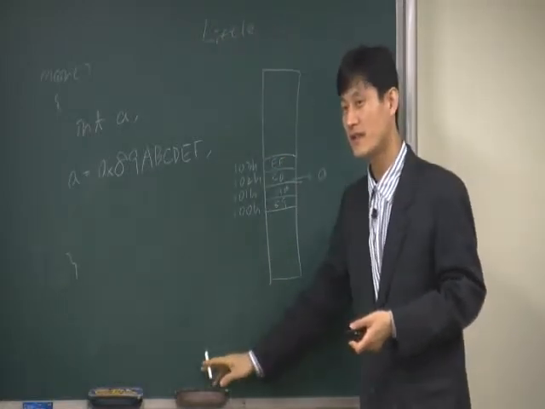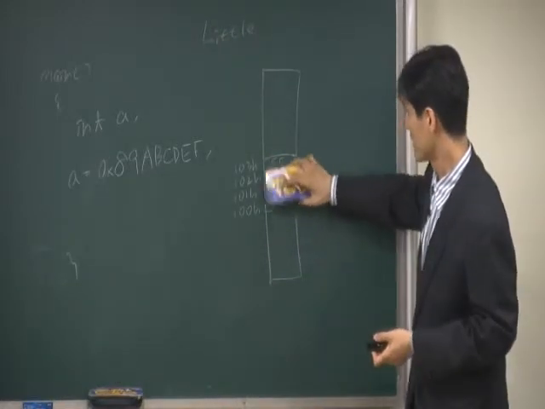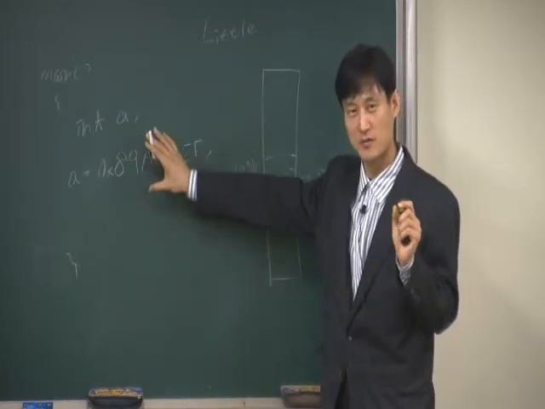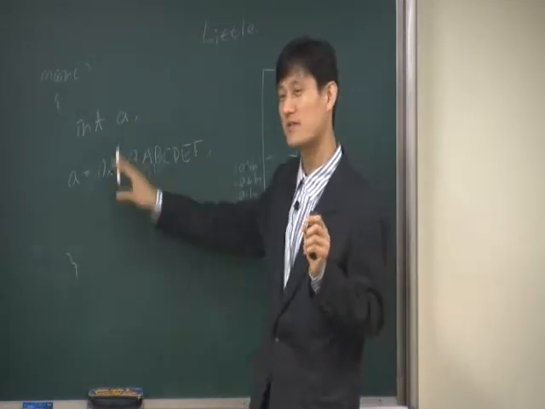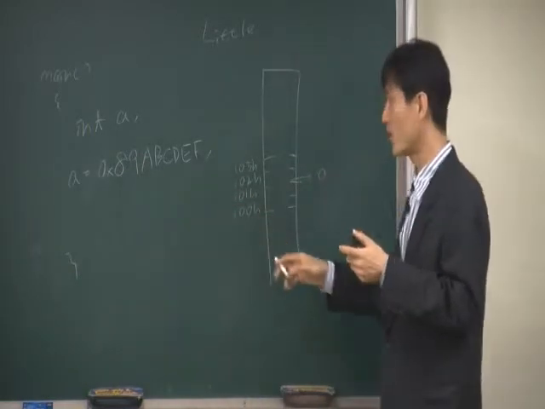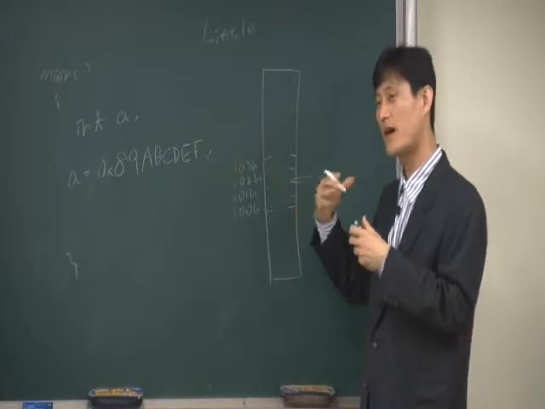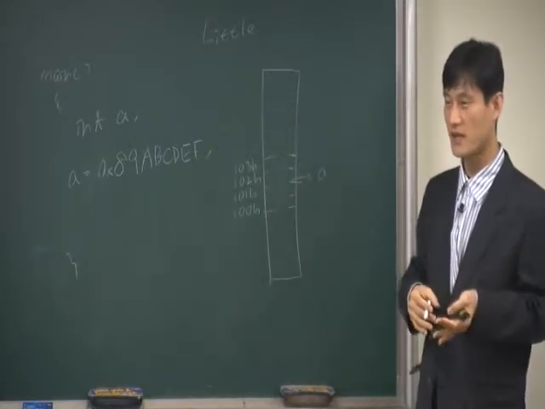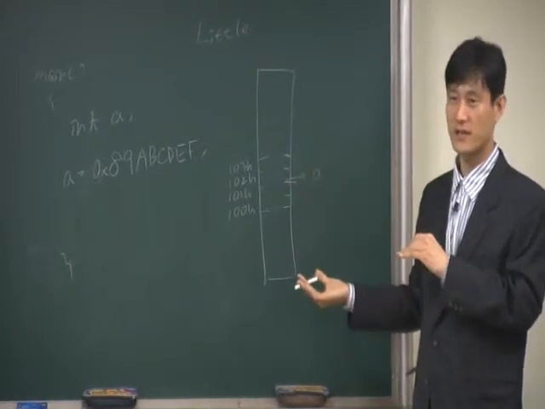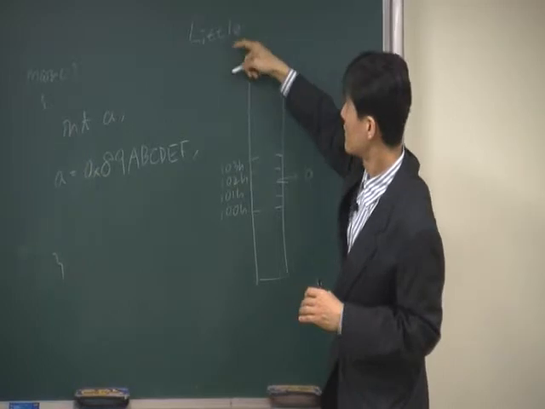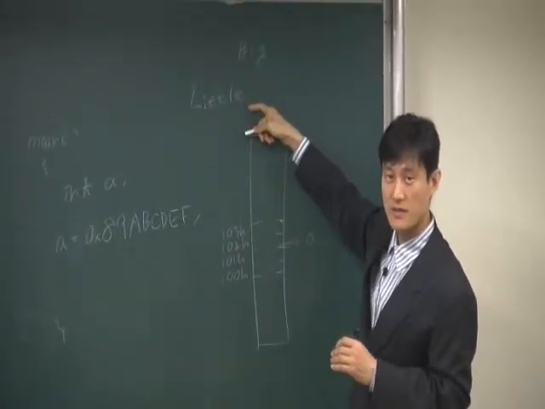In little endian, you have the same program, okay? I'm not talking about the program. C program, it's the same thing. It's exactly like this. But when the compiler looks at it, the compiler knows that this processor is big endian or that processor is little endian. Whether big endian or little endian, it depends on the processor, okay?